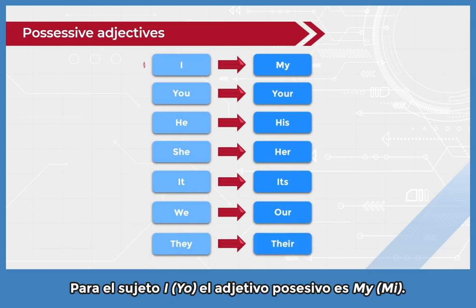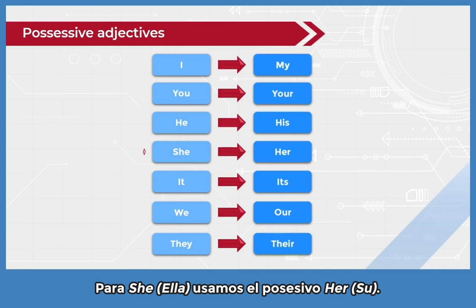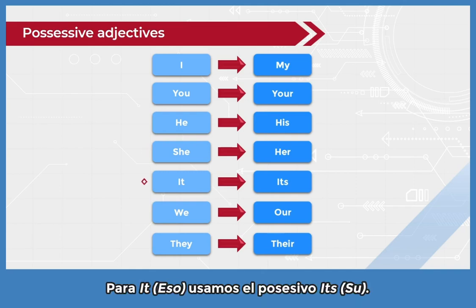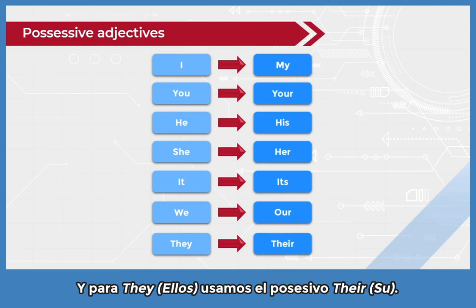For the subject I, the possessive adjective is my. For you, it is your. For he, it is his. For she, we use the possessive her. For it, we use the possessive its. For we, we use the possessive our. And for they, we use the possessive their.